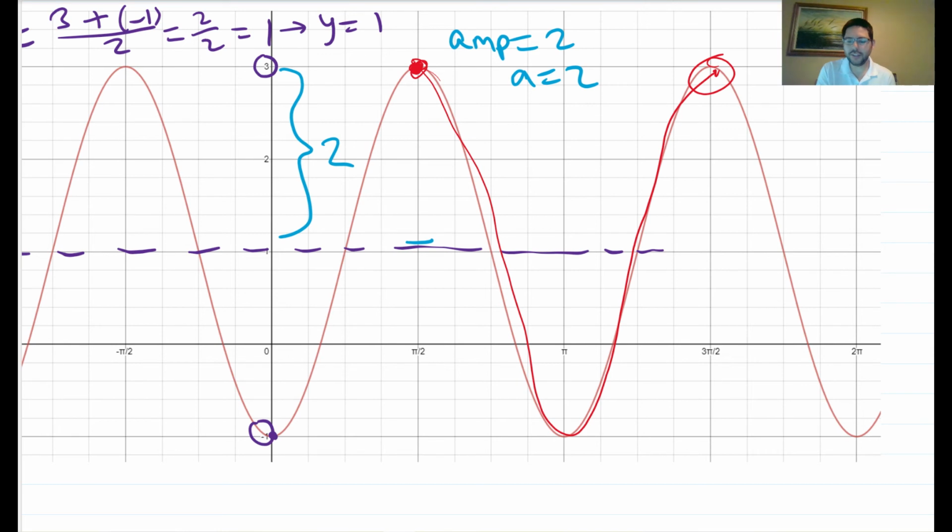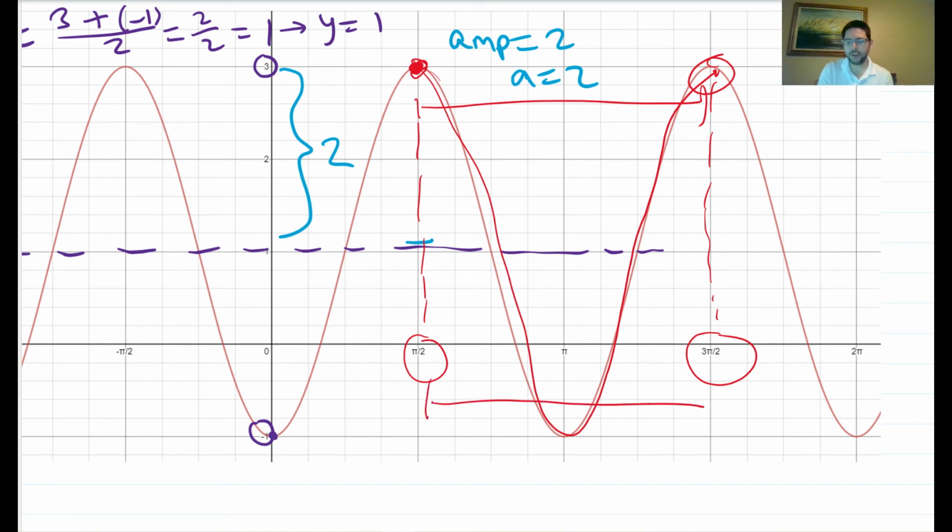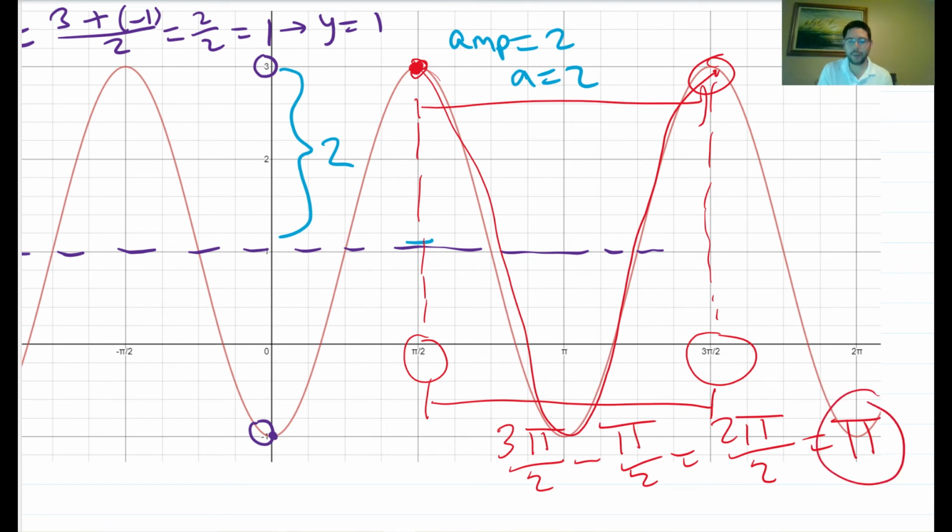So then what is that distance from there to there? Well, that distance is given by this and given by this. So basically, we got to subtract those two numbers, right? We got to subtract pi over 2 from 3 pi over 2. So 3 pi over 2 minus pi over 2 is 2 pi over 2, which is pi. And that's my period, guys. So my period is pi.